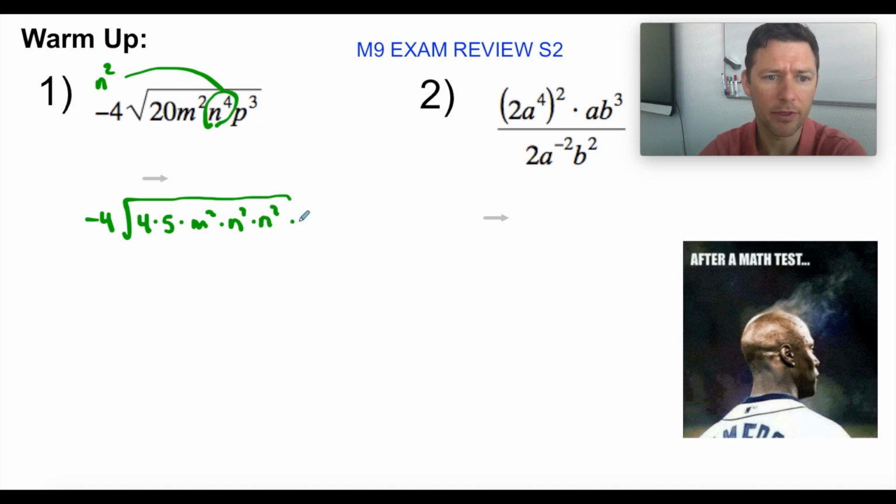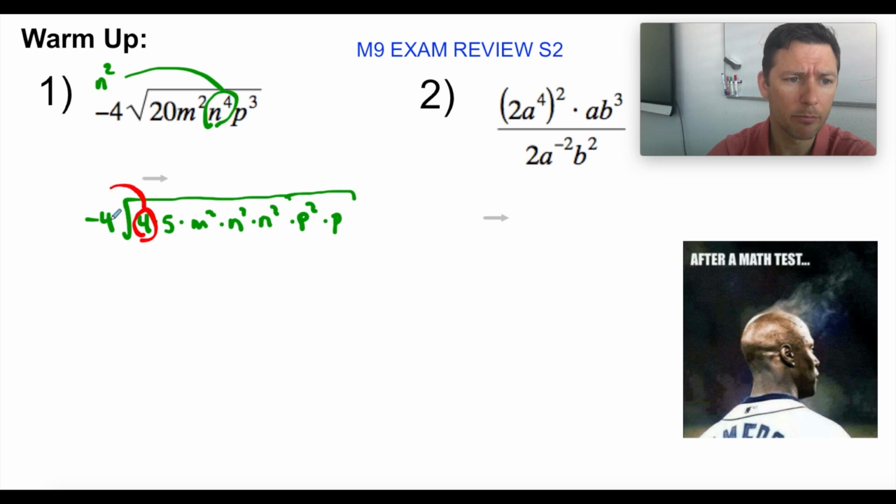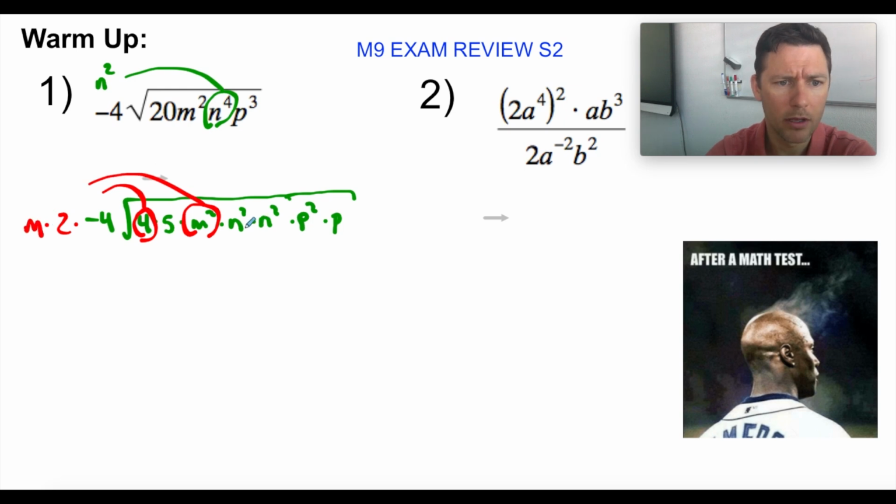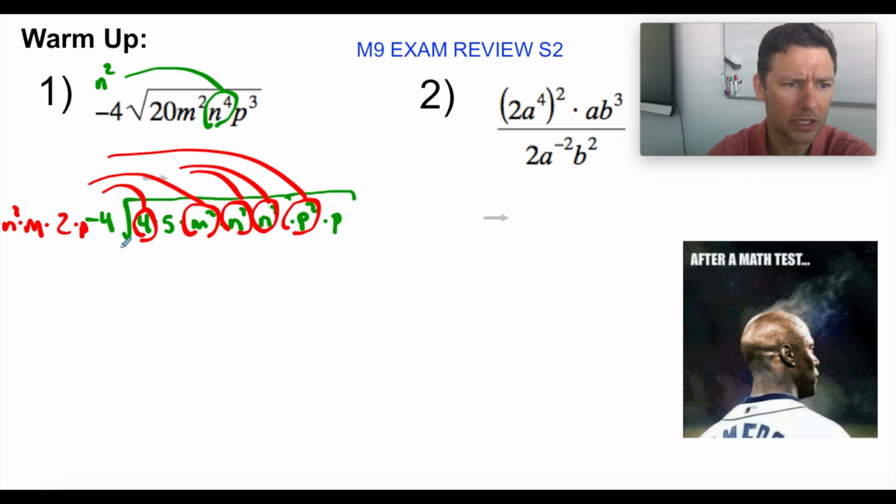And then also same thing with the p squared. Sorry, p cubed. You can think about it as p squared times p. So now all the perfect squares are going to come out. So this will come pulling out as a 2. This will come out as an m. Here's one n that'll come out, and here's another n that'll come out. They're all being multiplied, so this is n squared. And here's a p that comes out, right? Well, I'm running out of space. P, just a single p.